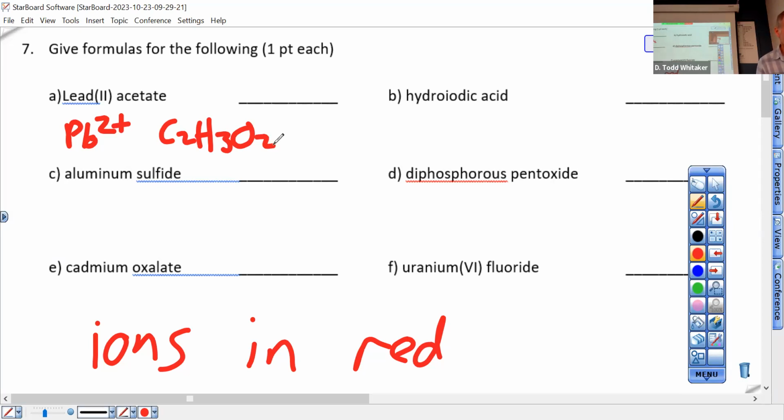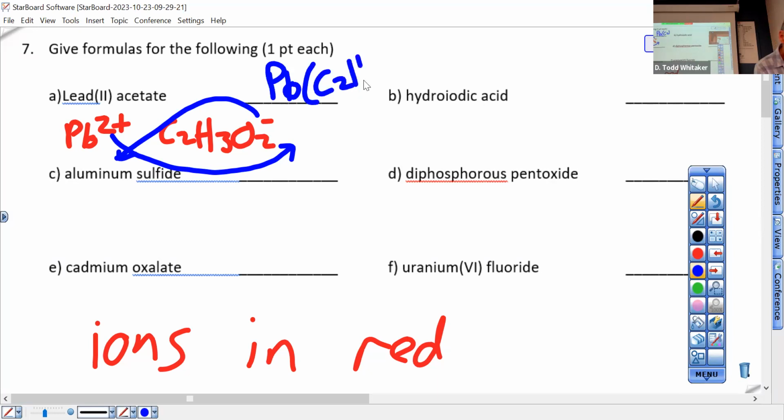You can use the other one as well, CH3COO. You get the same result, except your way is more descriptive. Not a 2-, that would get you the wrong answer. 1-. Crossover says 2 goes with acetate, 1 goes with lead. Final answer here in beautiful blue is 1 lead, 2 acetates. You have to know that it's a -1 for acetate.